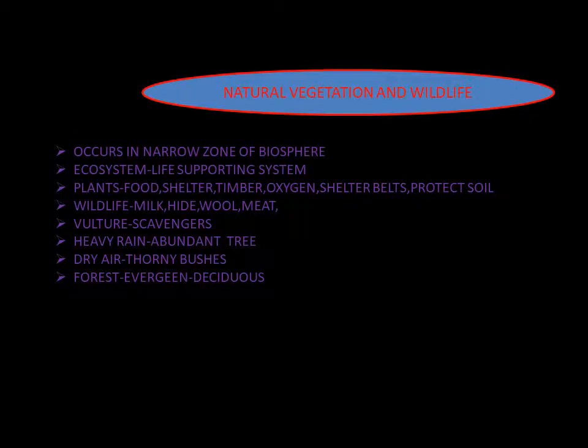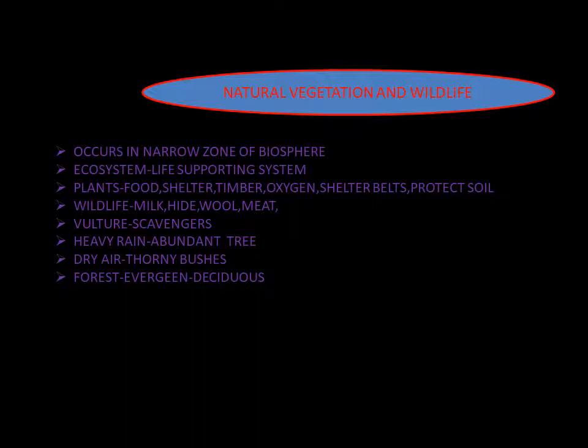Come to the next topic, natural vegetation and wildlife. Atmosphere, lithosphere and hydrosphere, in which the narrow zone of life is called the biosphere. On this biosphere, you have a life supporting system, the region where life actually exists. When we talk about life, we say flora and fauna. Flora is plant life, fauna is animal life.